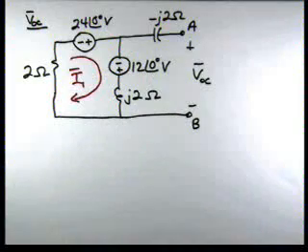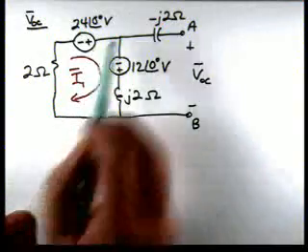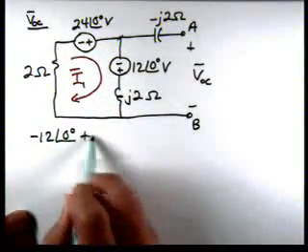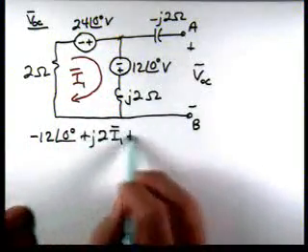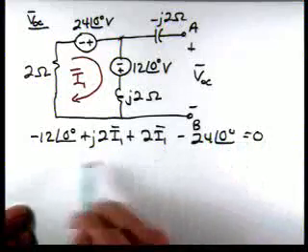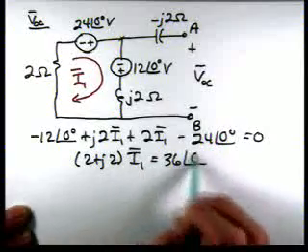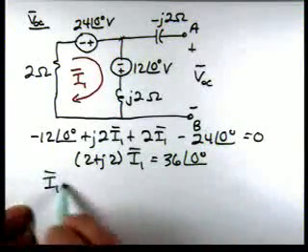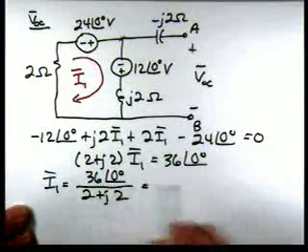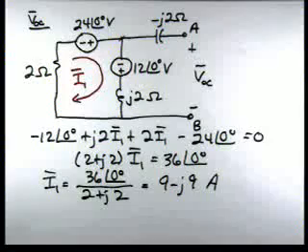So if we apply KVL to this circuit, starting here and going around clockwise, we'll have minus 12 at an angle of 0 plus J2 times I1 plus 2 times I1 minus 24 at an angle of 0. So we have 2 plus J2 times I1 is equal to 36 at an angle of 0. Or that I1 then is 36 at an angle of 0 divided by 2 plus J2, which is 9 minus J9 amps.